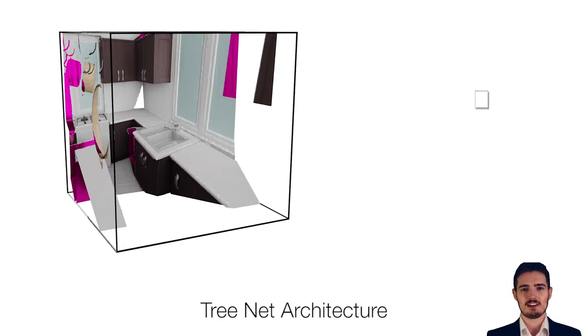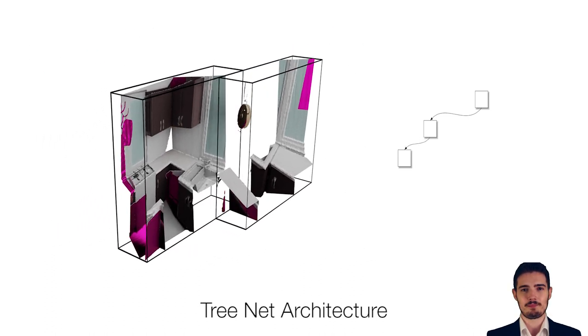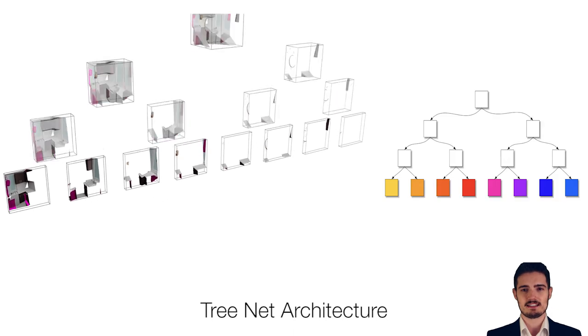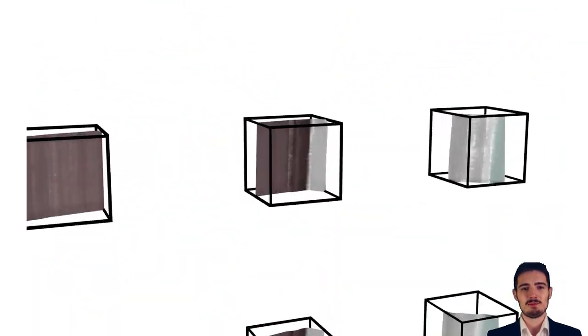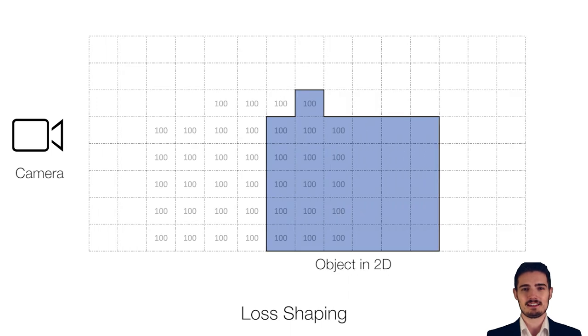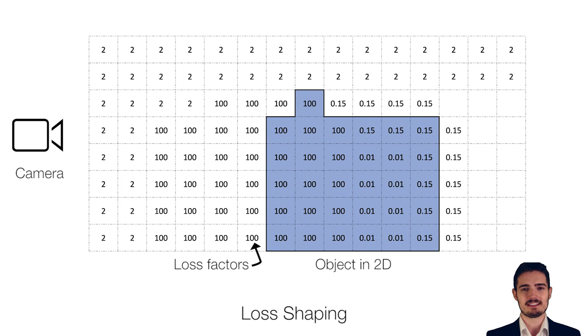Our main contributions are that we first construct a TreeNet architecture to predict different depth slices of the truncated signed distance field, which we use as an output. Second, we use an autoencoder to compress our high-resolution scenes to make the prediction feasible. Third, we created a loss shaping system to focus the attention of our network on the boundaries of the scene.